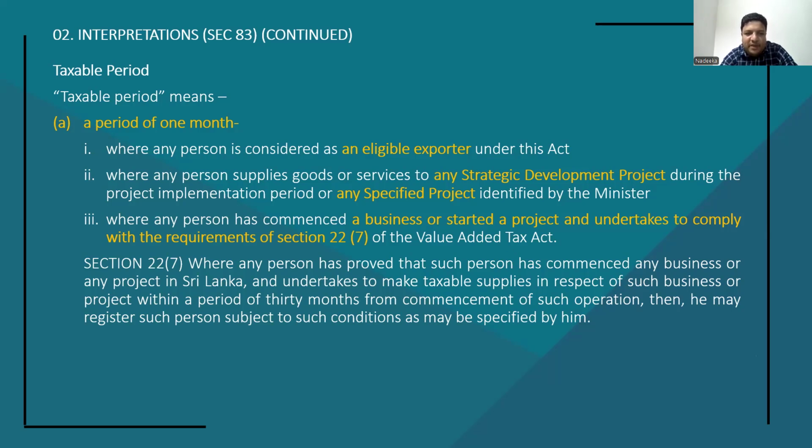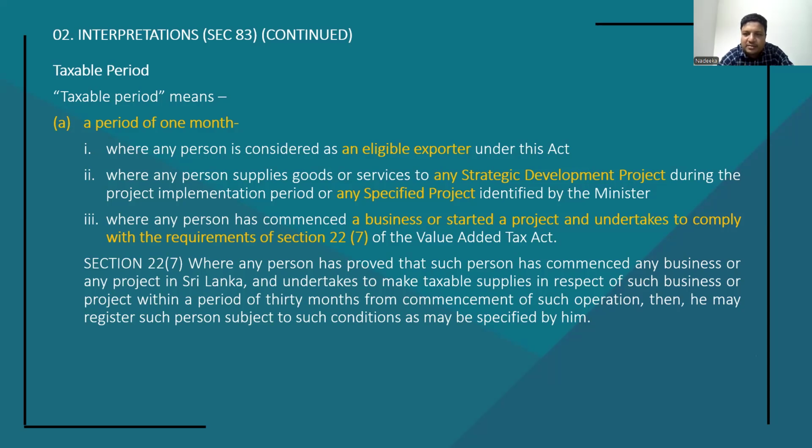Third one, where any person has commenced a business or started a project and undertakes to comply with the requirements of Section 22(7) of the Value Added Tax Act. So now it's like this. There are projects or businesses where to make a taxable supply, it takes a considerable time. As an example, if it is a hotel project, there are a lot of activities you have to do before you supply food and accommodation and before you sell your products or services, right? The construction, furnishing, designing, interior, lot of things you have to do, and it also takes considerable time.